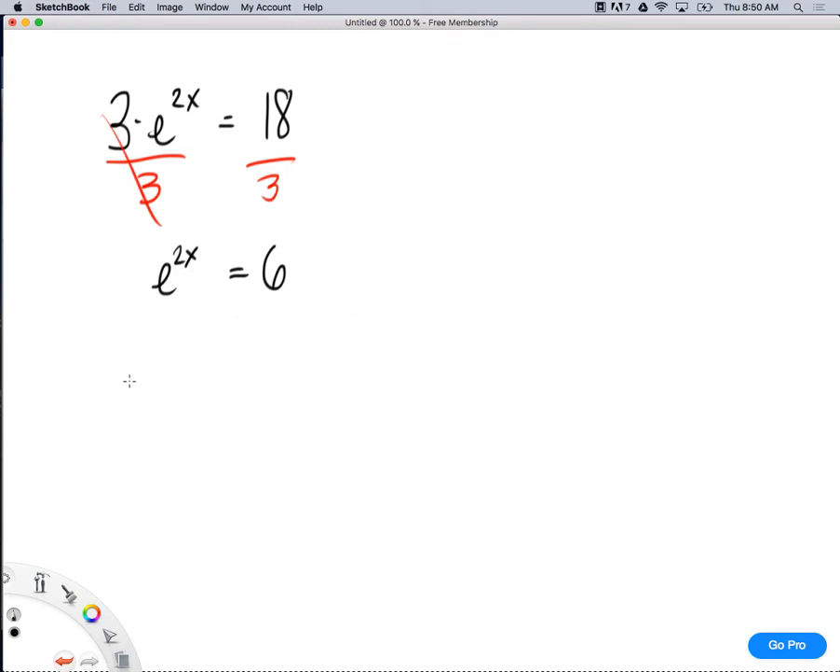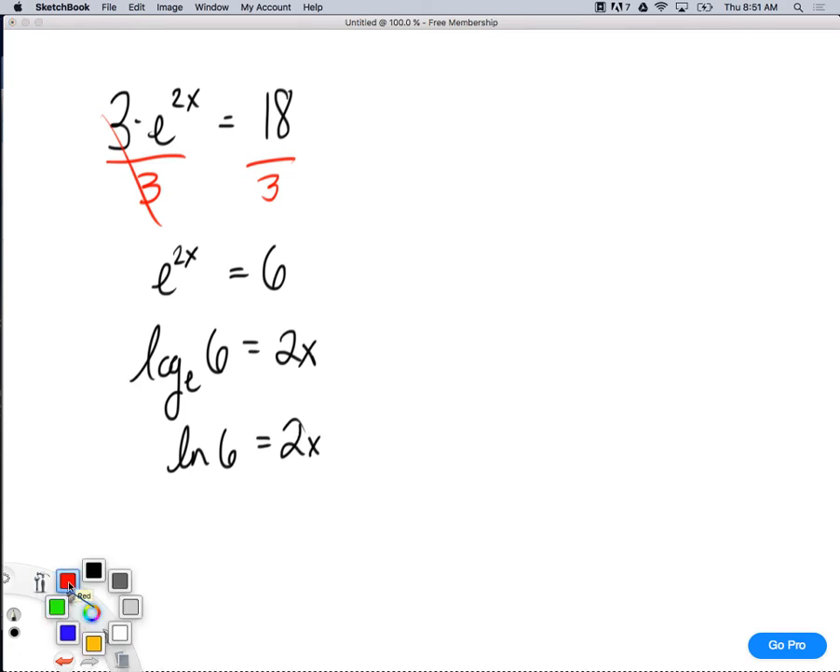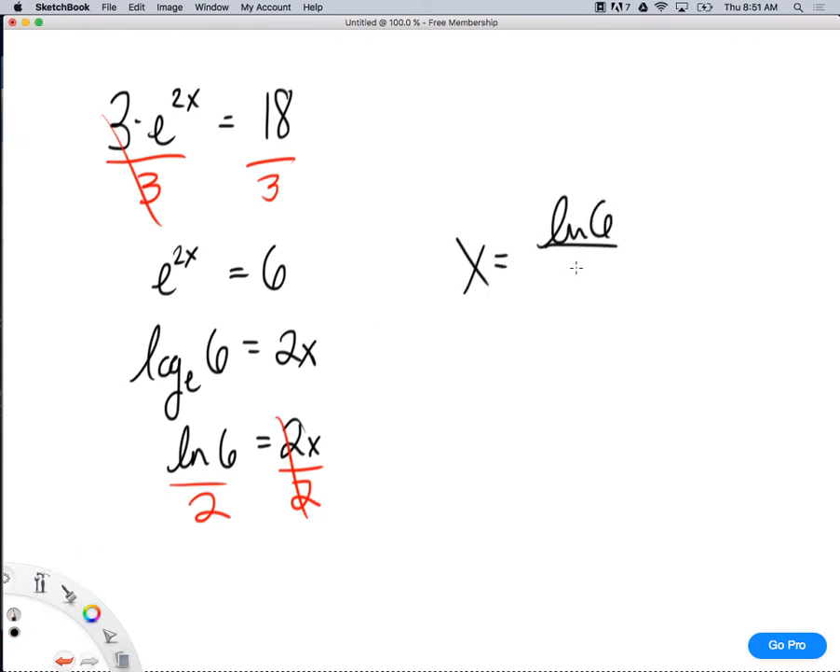Then I have to write it in logarithmic form. Log base what? Base e of 6 equals 2x. What's another way of writing log base e? ln. Very good. So ln of 6 equals 2x. Divide both sides by 2. Cool thing about this is you don't have to do the change of base rule because you just have the ln button in your calculator. So you just do ln of 6 divided by 2. Make sure you close your parentheses on that ln. You get 0.896 is your final answer.